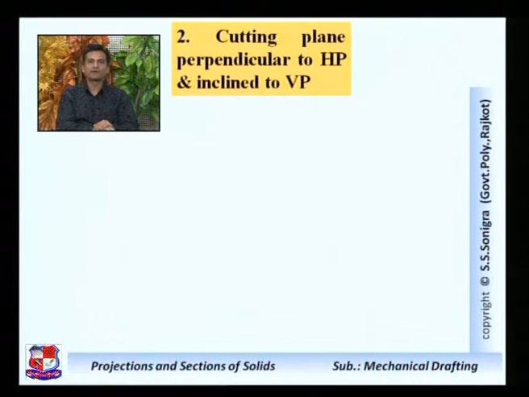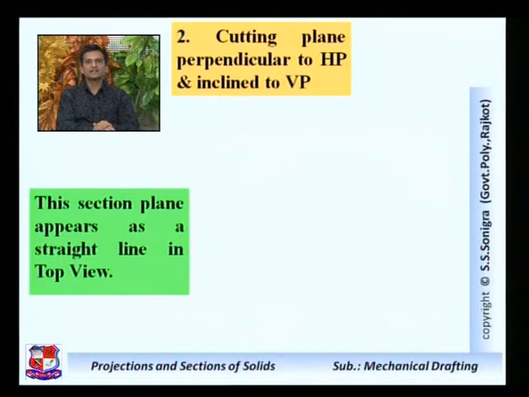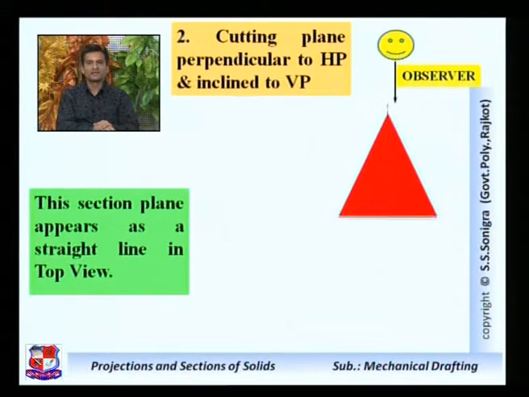Now the second type of cutting plane, type 2, in which the cutting plane is perpendicular to the horizontal plane and inclined to the vertical plane. This section plane appears as a straight line in the top view, vice versa to the first case. Here, if it is given that the cutting plane makes some angle with the vertical plane, then it will appear as a straight line in the top view, like this.